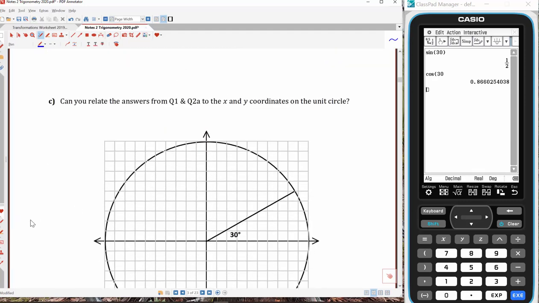So we've got 30. What we're going to do now is draw a line from there down to where it hits the x-axis. Okay, and let's draw a line from there. That's not going to work.